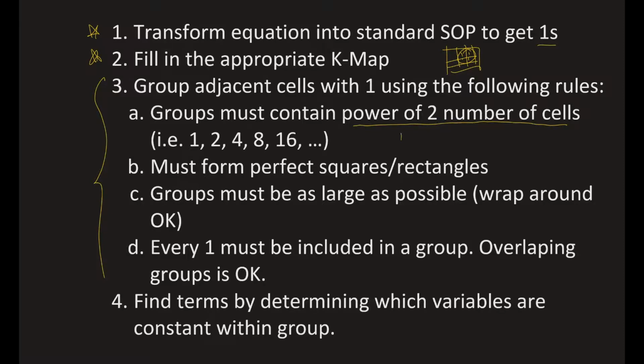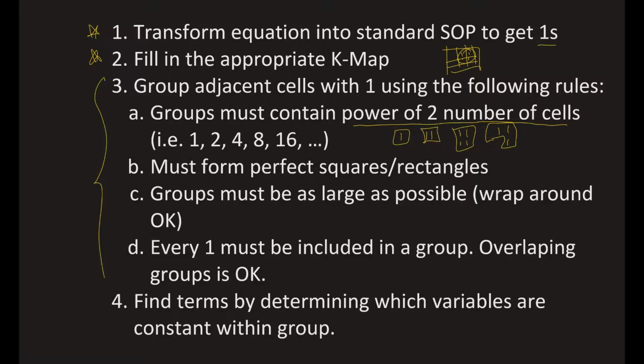What this means is I can have a group with just 1, I can have a group with 2 ones, I can have a group with 4 ones, but I can't have a group with just 3 ones. That can't happen. So all of our groups must have a certain number of ones that is a power of 2.